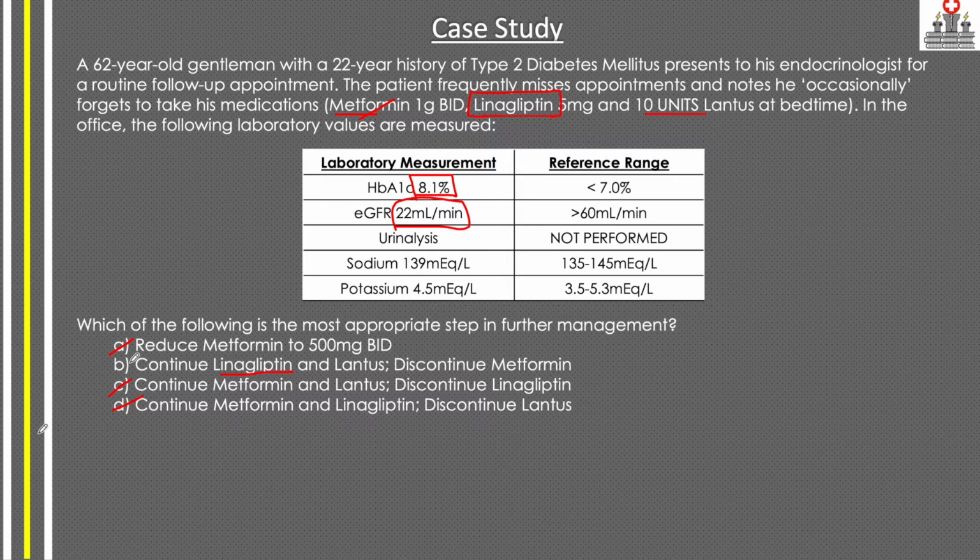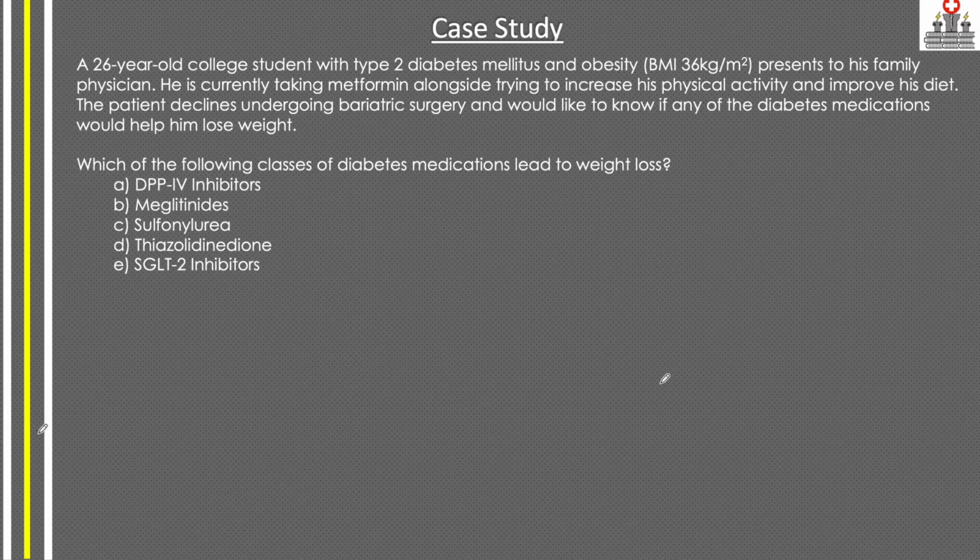But in this case, the best answer would be B, continuing linagliptin and Lantus, discontinuing metformin. And regarding this A1C, we wouldn't necessarily add a new medication. We'd make sure the patient is compliant with the medications already prescribed and then reassess in 3 months. Let's go on to another case study.